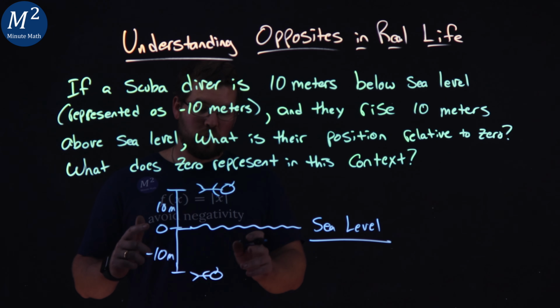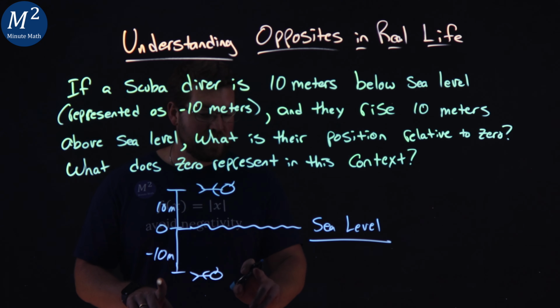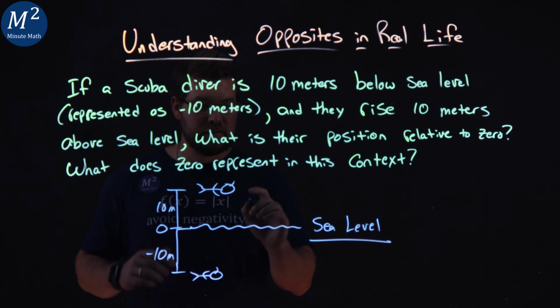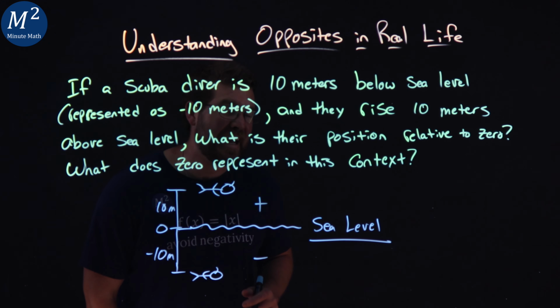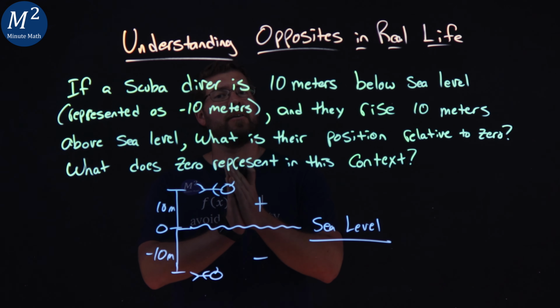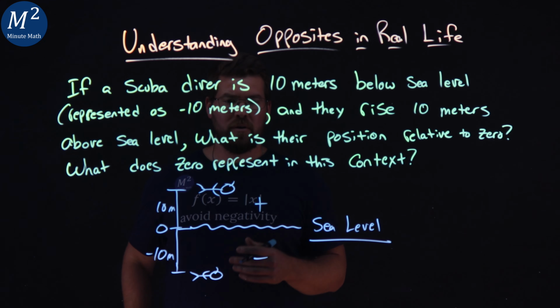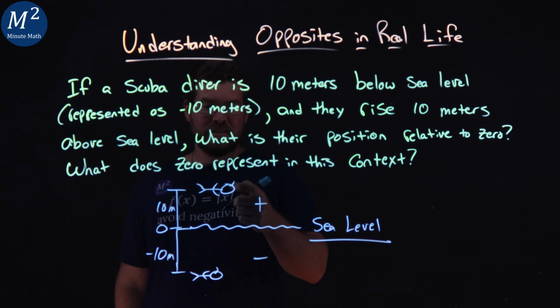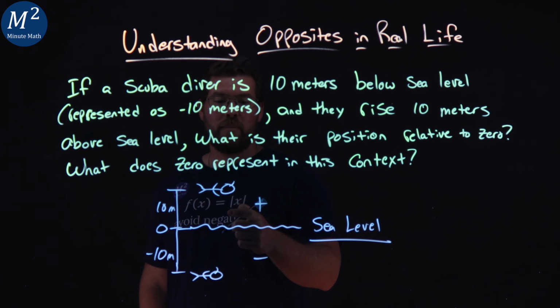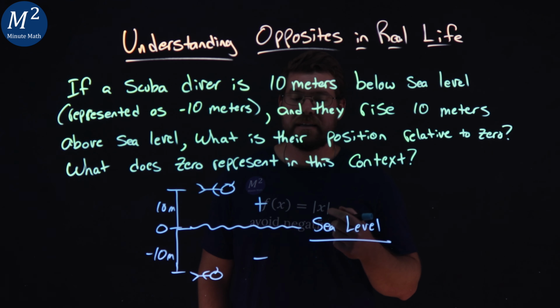Everything below sea level will be represented as negative. Everything above sea level will be positive. So we have a positive here and negative down there. It's kind of like a number line that's made vertical. So there we have it. We moved up here, a total of 20 meters from our original position, but a positive 10 meters above sea level.